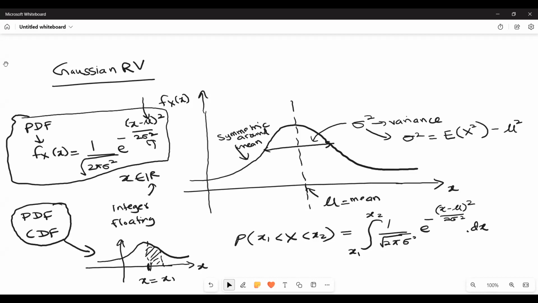That e minus component, is it a power or a multiplication? It's a power, to the entire expression. e to the power minus (x minus mu) squared over 2 sigma squared. All this component comes as a power, the entire section.